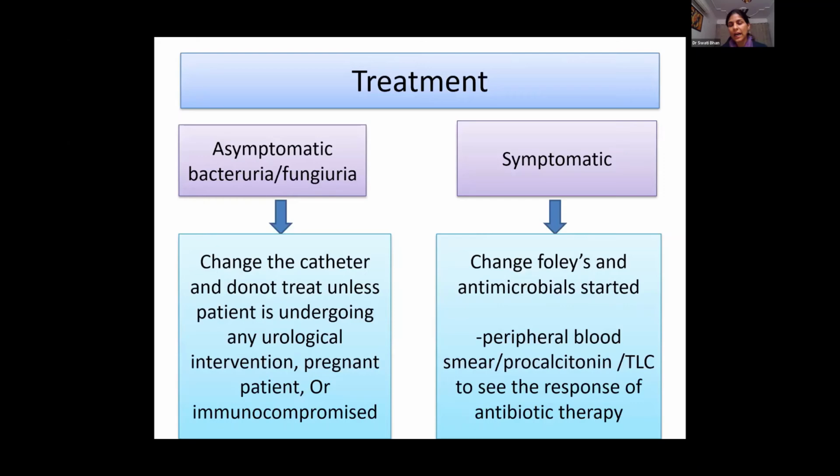Then how do we treat? If symptomatic, we have to change the Foley's and antimicrobials should be started. And according to the culture report, we can change the antibiotics. However, if the patient has asymptomatic bacteriuria, we should change the catheter and not treat. Antimicrobials are not required unless the patient is undergoing a urological intervention, is pregnant, or is immunocompromised.